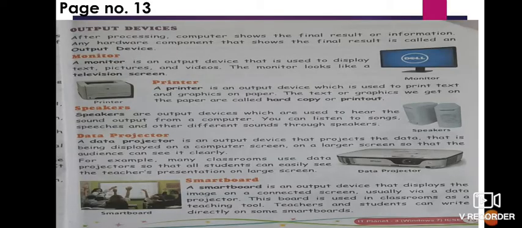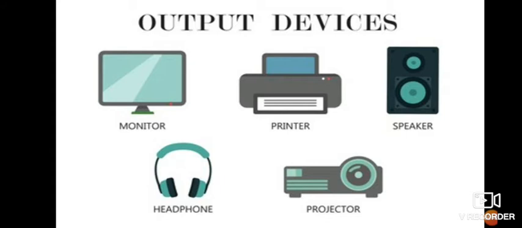Now output devices. It's on page number 13. Output devices are used to give us the final result after processing our input. And there are many devices which are used as an output to give us the final result. For example, monitor, printer, speakers, data projector and smart board.